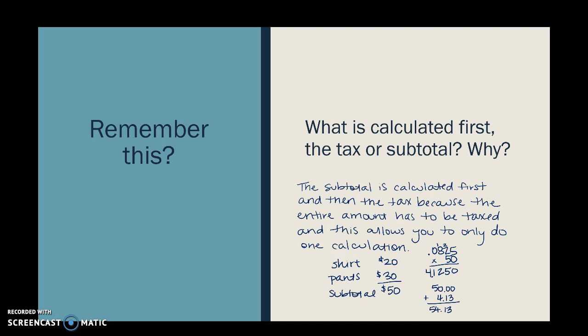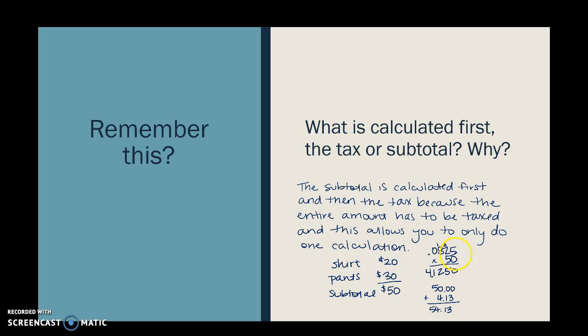All right, I'm sure you knew this, but let's just review. So the subtotal is calculated first and then the tax, because the entire amount has to be taxed, and this allows you to do only one calculation. So I put an example on here for you. So say you buy a shirt and pants, you have to tax both the shirt and the pants. So rather than doing 2 calculations, let's just do one. You find your subtotal, and then you calculate the tax.